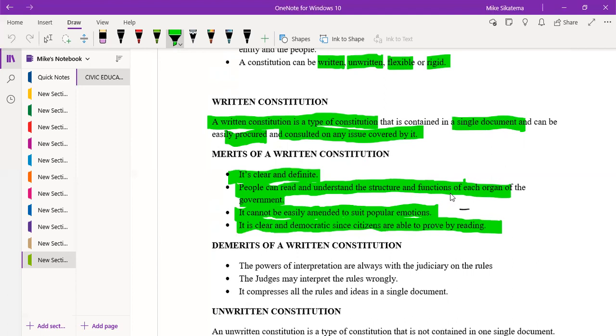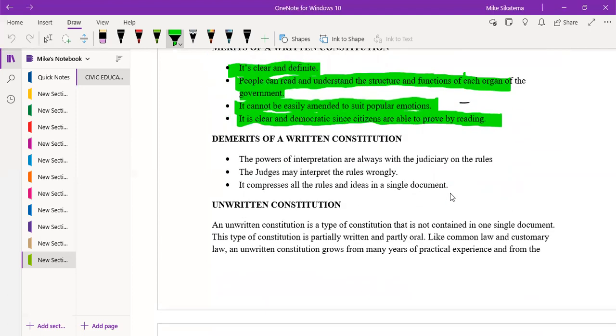So what are some of the characteristics of a written constitution that make it unfavorable to democratic processes? So now we talk about the demerits. The powers of interpretation are always with the judiciary on the rules. In terms of the rules, lawyers and the judiciary are very educated people. So it can be subject to different interpretations, and you can find that even someone who's innocent, someone who hasn't done anything, like maybe someone from an opposition party, can be arrested, with it being said this is unlawful and not in line with the constitution based on this act number, from higher judiciary lawyers.